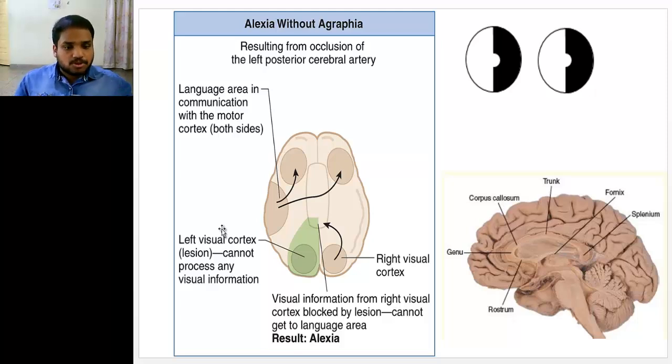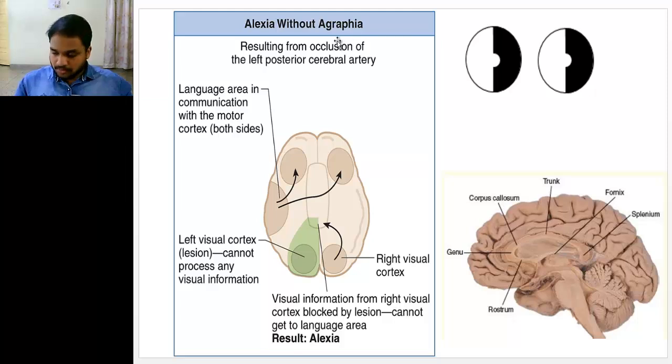if there is an occlusion of the posterior cerebral artery that is supplying the dominant hemisphere, right? The posterior cerebral artery that is supplying the dominant hemisphere is affected. That means the dominant hemisphere is affected. And if the infarct extends to involve the splenium of the corpus callosum. See, this is the splenium, right? This is the corpus callosum and this is the splenium of the corpus callosum. So if the infarct extends to involve the splenium of the corpus callosum, then the patient may experience a symptom that is called alexia without agraphia.